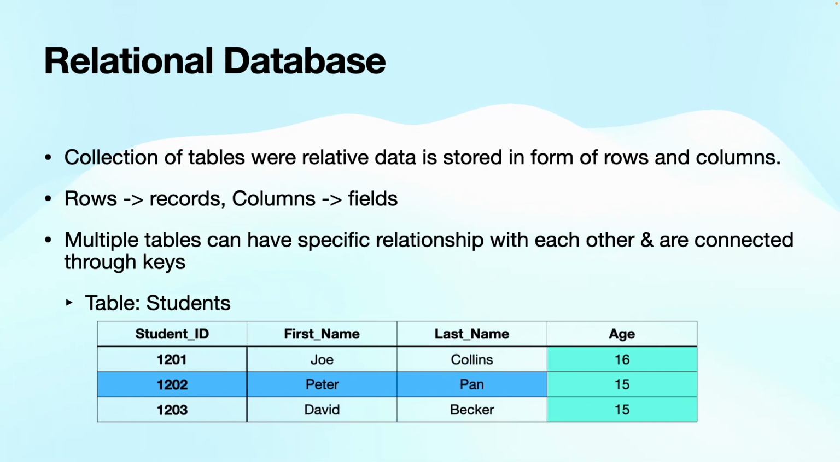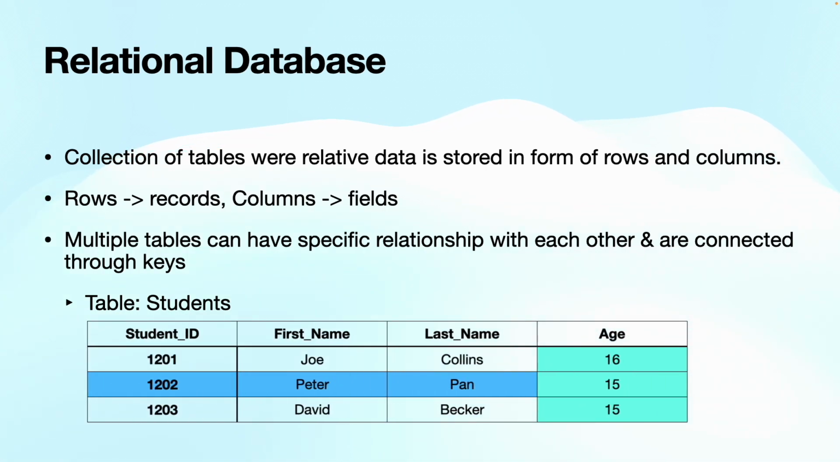So in the table below, students, you can see the blue colored ones, the rows, are known as records, and the green colored ones, like age, the columns, are known as fields. Multiple tables can have specific relationships with each other and they are connected through keys. There are many keys like primary key, secondary key, but we won't go into detail in this video.